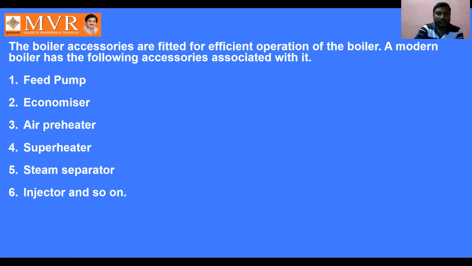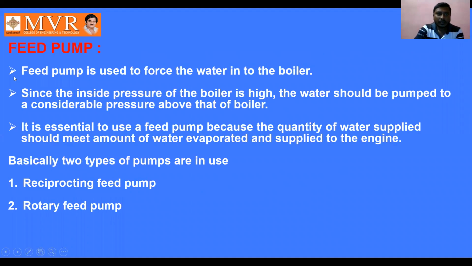Coming to the first accessory, the feed pump. We already know how the feed pump is useful in power plants for feeding water into the boiler. The feed pump is used to force the water into the boiler. We already know that the feed pump is used near the boiler for feeding water into the boiler.